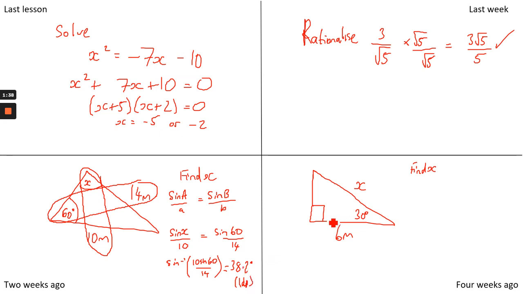And then the last one, we have got a right-angled triangle. So our two options are Pythagoras or SOHCAHTOA. Now it's not Pythagoras because we haven't got two sides. So it's going to be SOHCAHTOA. So I'm going to label it up. That's my opposite. That's my hypotenuse. And that's my adjacent. I've been given the adjacent and I'm trying to work out the hypotenuse.